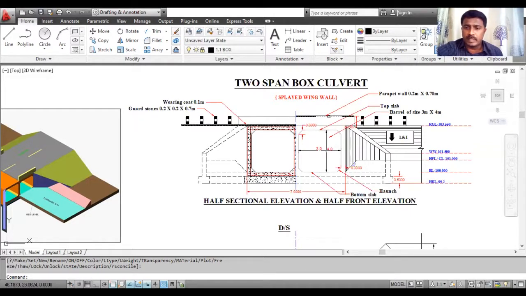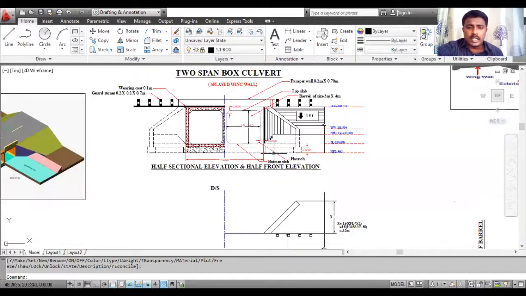This is a parapet wall. So this is the top of slab. So this is a barrel of size 3 meter into 4 meter. So this is haunch. This is a bottom slab. And also here there is a wearing coat. So this is a wearing coat, 0.1 meter. So here this is a guard stone, 0.2 meter into 0.2 into 0.7 meter. So this is the half sectional elevation.